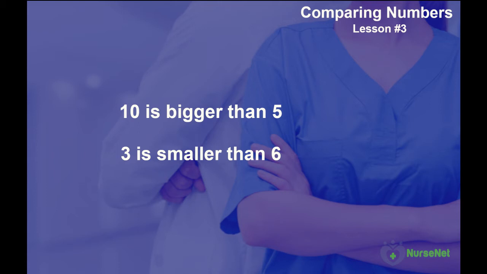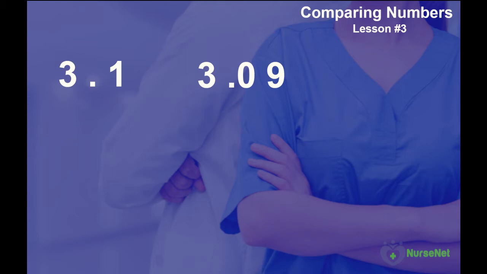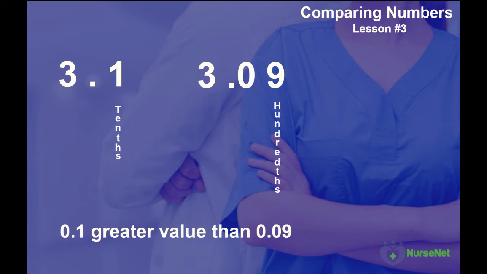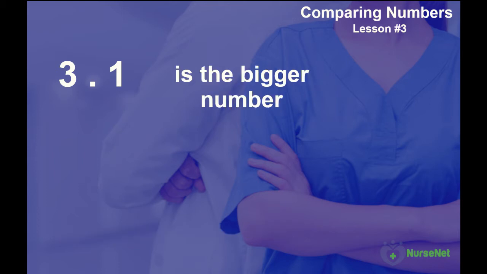If we compare two similar numbers, in this instance 3.1 and 3.09, we can see that the decimal places in each are different, where the 3.1 has a digit in the tenths column, whereas 3.09 has a digit in the hundredths column. We therefore know that tenths have a greater value than hundredths, so 3.1 must be the bigger number.